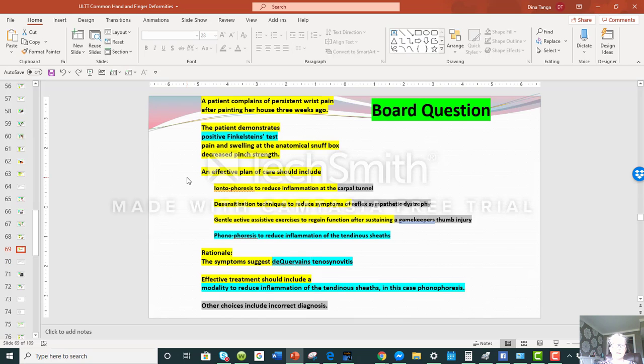So it's important to know positive Finkelstein. What does that test? If it's positive, what does that tell you? So that's why these 3 are incorrect, because it's the wrong diagnosis.